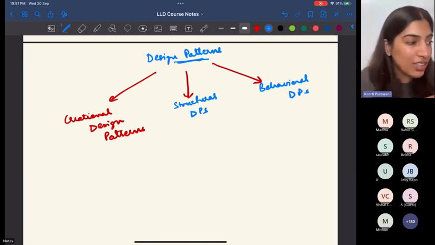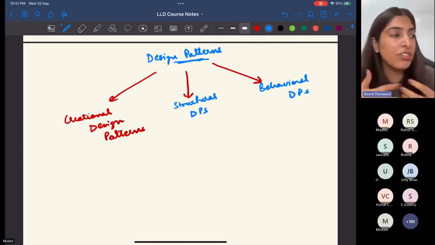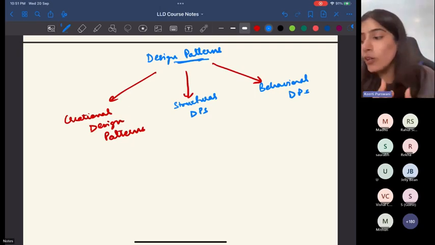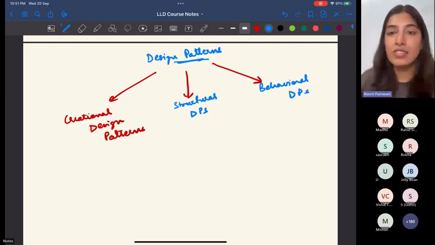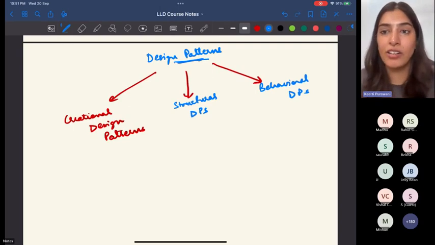Versus how do you structure them together? Like bridge, composite, decorator, all of this will come under structural. It is okay if you don't understand this properly right now.